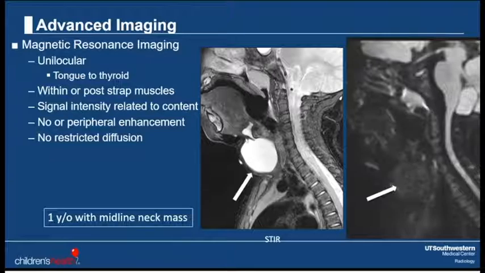This is a 1-year-old with a midline neck mass. We see nicely the large inferior component, but again the association with the hyoid bone and the extension up into the posterior aspect of the tongue makes this diagnostic of a thyroglossal duct cyst. There's no restricted diffusion on the diffusion weighted images.